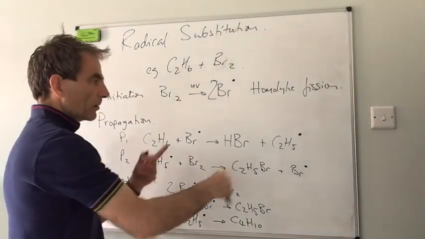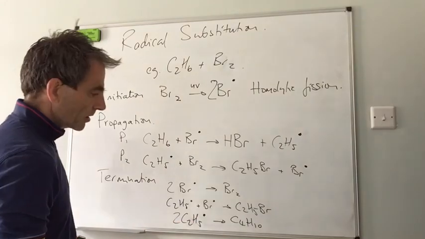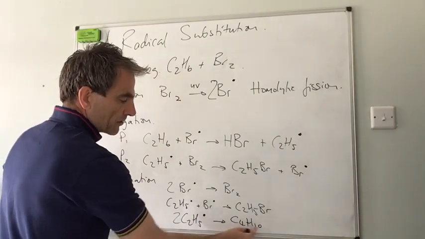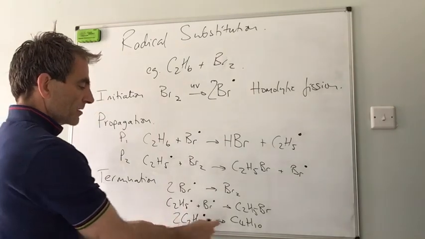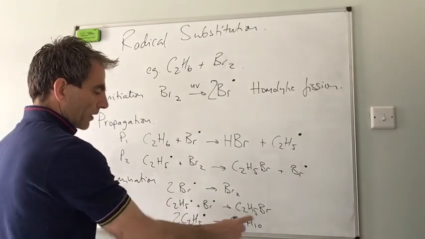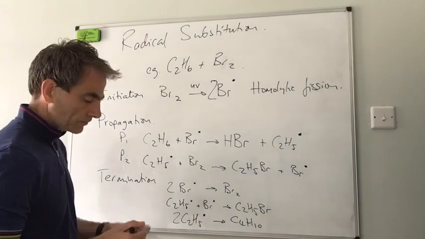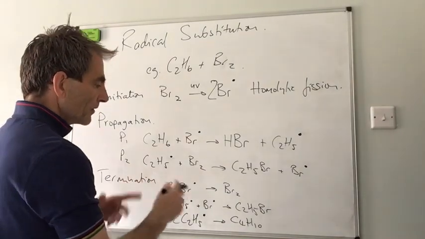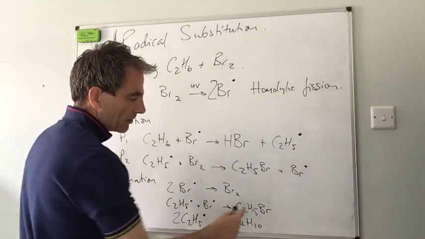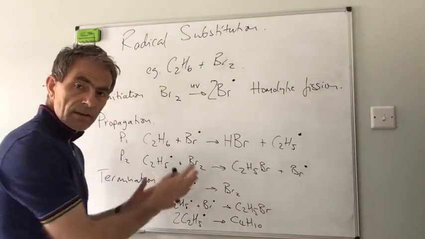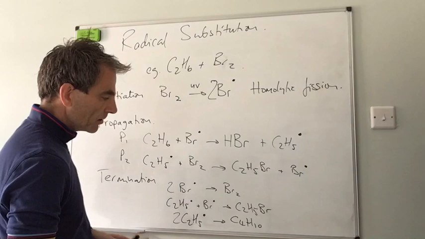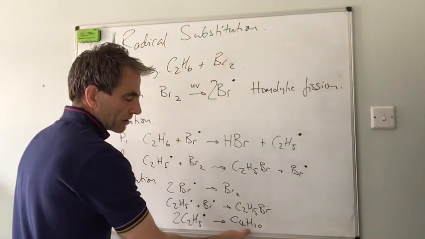So if you were to carry out this reaction, there would be small traces of butane present in your final product, because obviously it's possible to make butane via this termination step. So if you were wanting to make bromoethane as a single pure substance, this method wouldn't be great because of the fact that you can actually get other products formed.